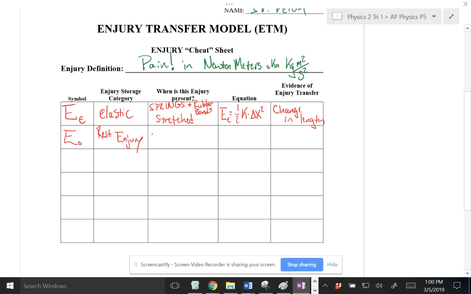When is that type of injury present? When mass. Okay, so it turns out that mass is just another mode of injury storage. So this is the injury, the potential for injury you have just by the state of being. And that is E naught equals mc squared. Something about the Taylor series or something is involved in that. I have vague recollections of a great deal of pain in some physics class a long time ago. Evidence of injury transfer, that would be a change in mass.